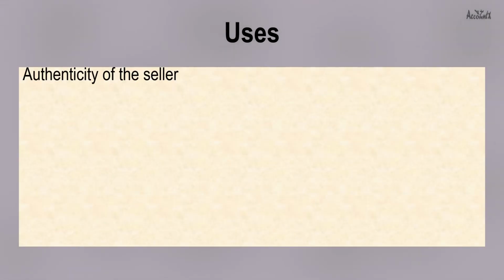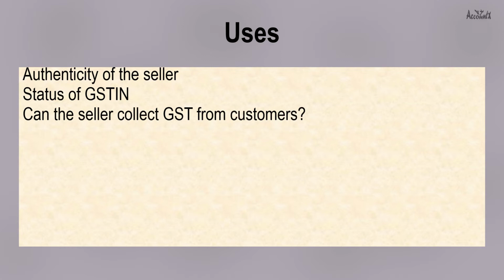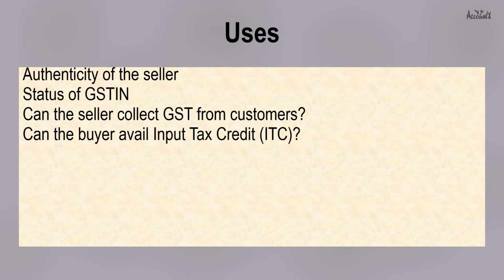Now let us understand the uses of this functionality. First, we can check the authenticity of the seller. We can check whether the details mentioned on the tax invoice are correct or not. We can check the status of GSTIN, whether the status is active or cancelled. We can find answers to questions like, can the seller collect GST from customers? Can the buyer avail input tax credit? More on this later when we navigate to the GST portal.